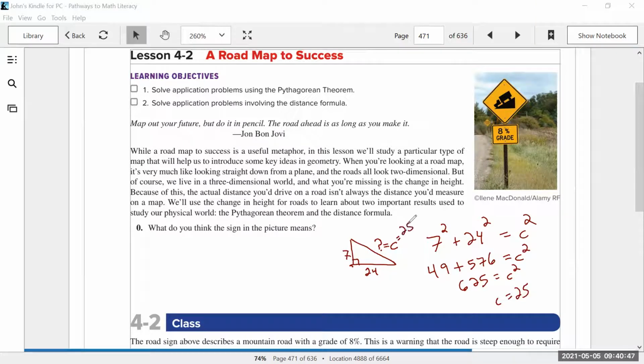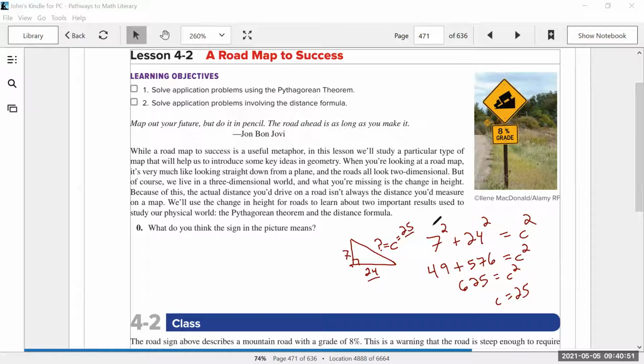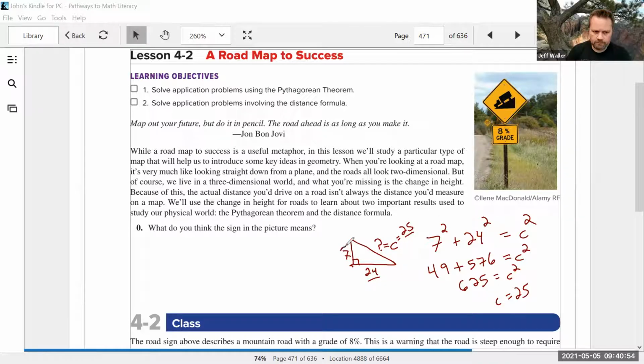Sorry, I was distracted for a moment. Let me show you something kind of neat. What's 24 plus 25? 49. And what's the square root of 49? 7.